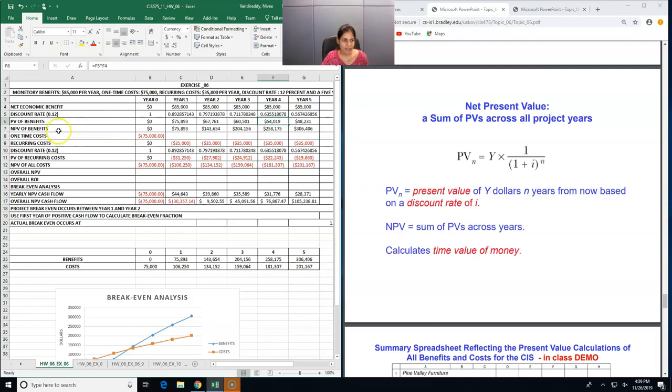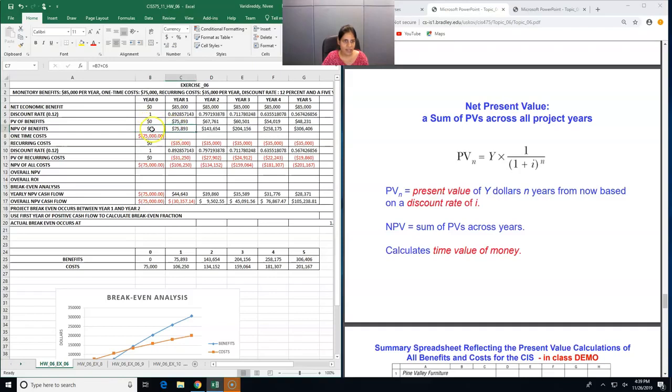Now we need to calculate the NPV of benefits, that is the net present value of benefits row. So let us see how to do that. Net present value of benefits, as we can see over here, is nothing but the sum of present values across all the years. So for year 0, it's nothing but the net present value of benefit.